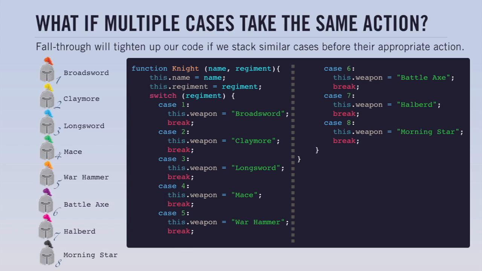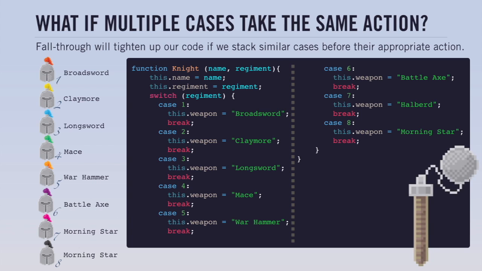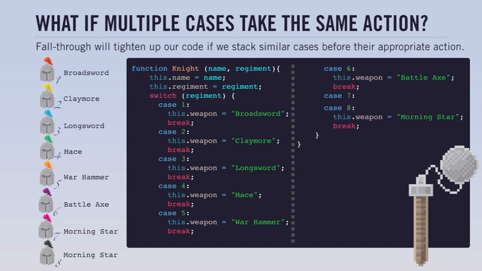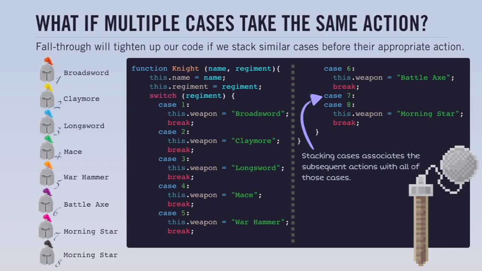Let's take a look at Regiment 7. What if we didn't want Regiment 7 to use the halberd anymore? We wanted them to use the Morning Star. Well, what we could do is completely remove all of the contents for case 7, including the break keyword, and stack that case label on top of the case label for case 8. By doing this, we've associated all of the subsequent actions with each of those cases.